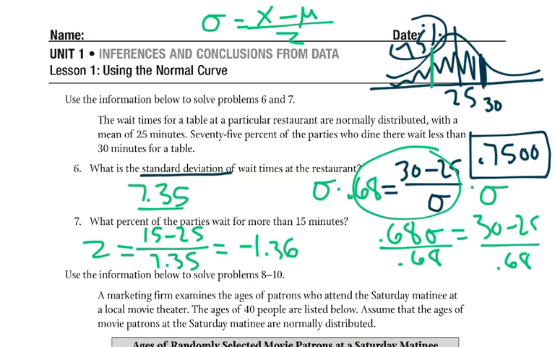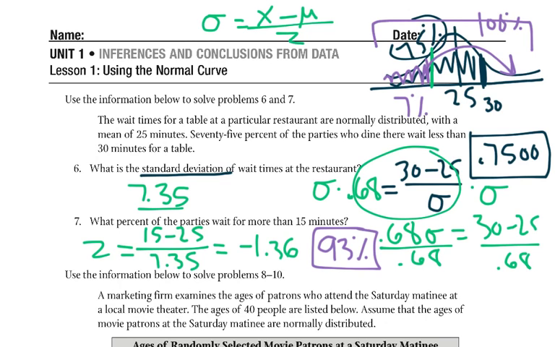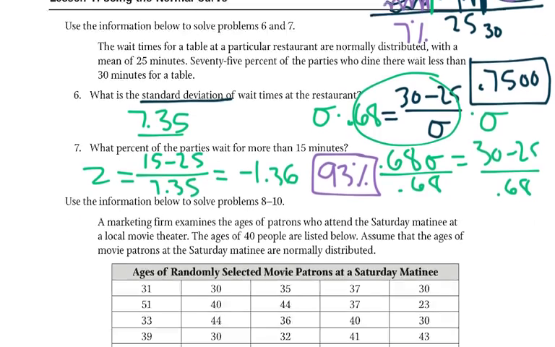Okay, now that's not our answer. Okay, that's to the left of this. 7%. That's how many people wait less than 15 minutes. So we want to go back the other way. So remember, the whole thing is 100%. So we'd subtract 7 from 100% and come up with 93%. That's the amount of people that have to wait more than 15 minutes.